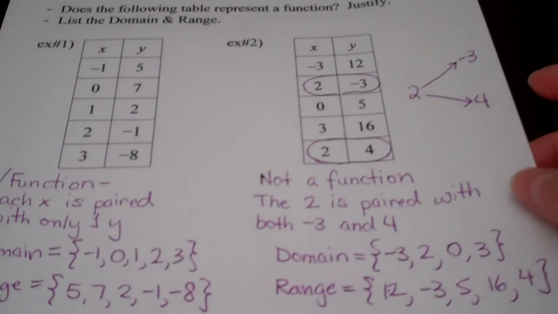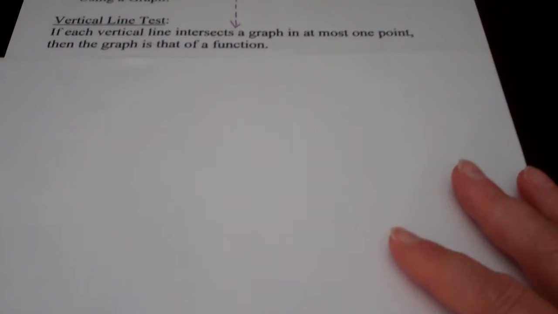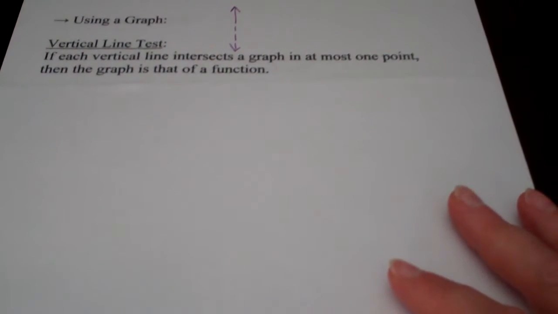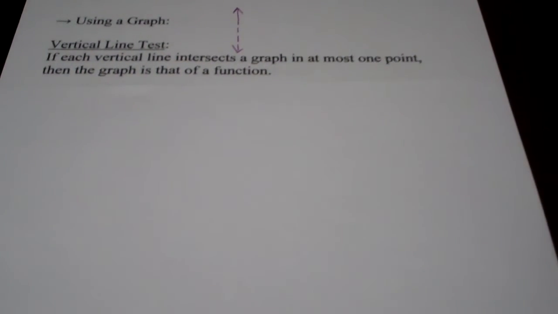Alright, so the next possible way to represent a function is using a graph. And to test if a graph is a function, we usually use what's called the vertical line test. And so the vertical line test says if each vertical line intersects a graph in at most one point, then the graph is that of a function.